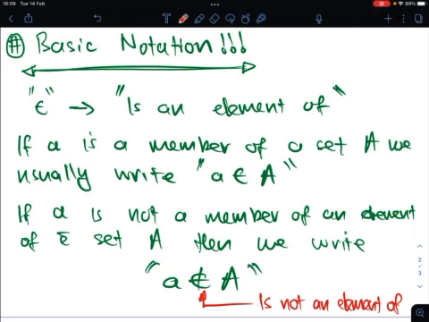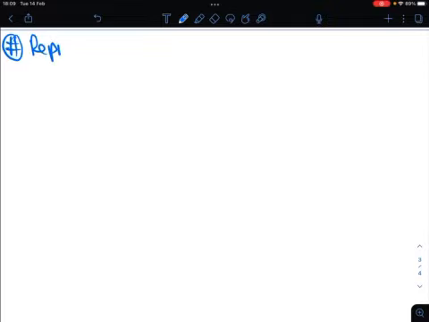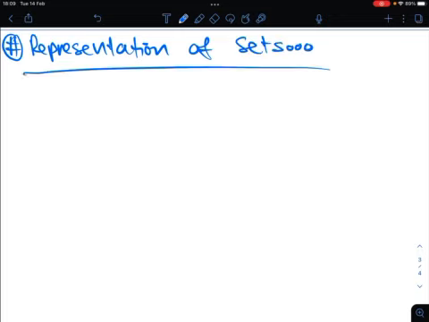Okay, now that you have familiarized yourself with one of the basic notations of set theory, the next thing we want to talk about is the representation of sets themselves. These objects that we refer to as sets in mathematics, there are many various ways in which we can represent them. The common techniques that can be used to represent sets are as follows.